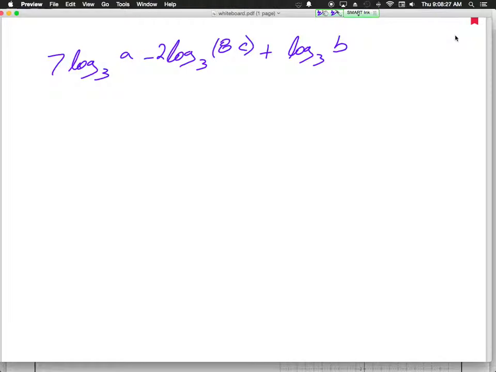Is that condensing it? Minus 2. Natasha makes a good observation. We should be doing what in comparison to what we just did?